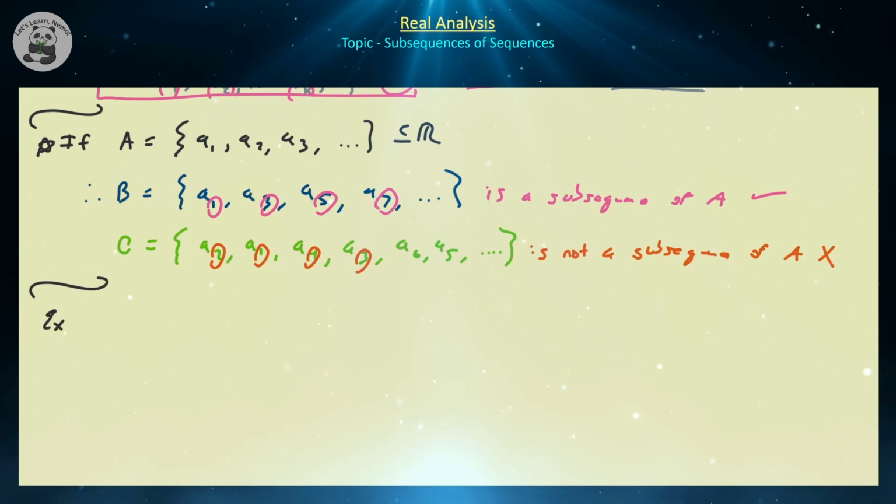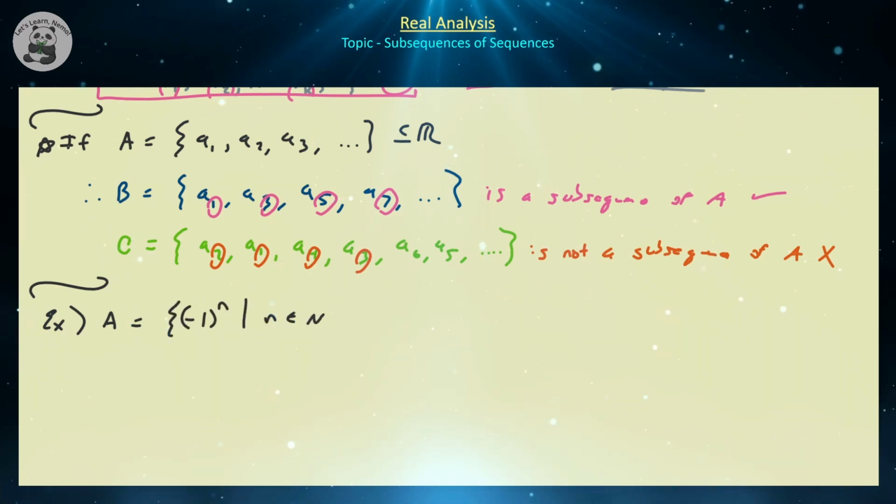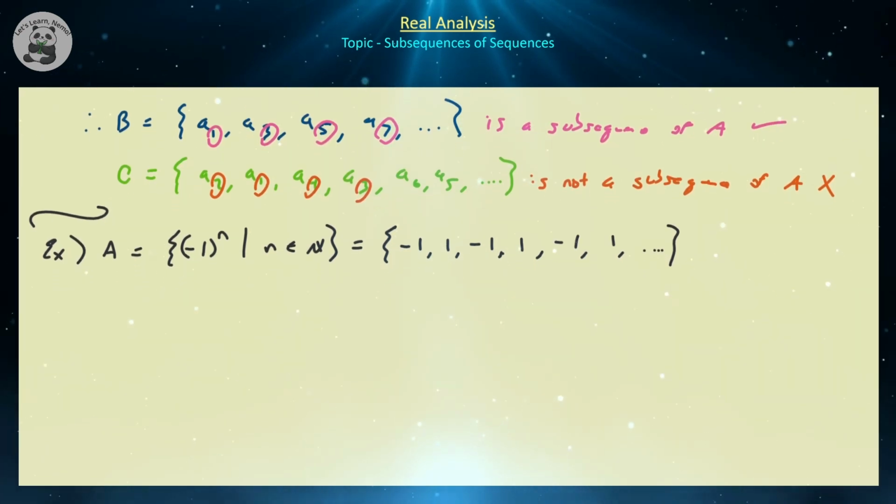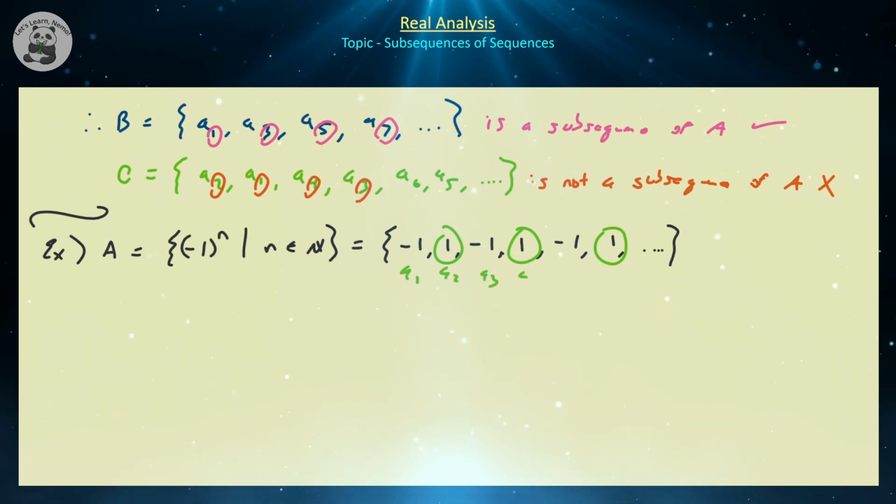Let's look at a very important sequence. Let's define A to be equal to the sequence (-1)^n, with n in the set of natural numbers. If we list these terms out, we start off with -1, +1, -1, +1, -1, +1, and so on. So let's see if we can grab some of these terms. For example, let's grab the terms that only have 1 in them. That's here: A1, A2, A3, A4, A5, A6. So all the even indices are the ones that contain 1 only.